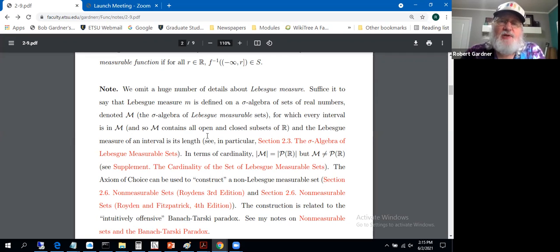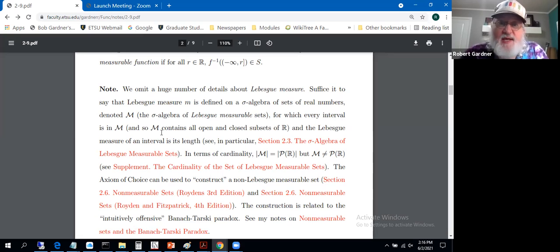That means M contains all open sets and all closed sets, because you know what an open set of real numbers looks like. It's a countable disjoint union of open intervals. Big result from senior level analysis, an ability to classify open sets in terms of open intervals. One more time, an open set of real numbers is a countable disjoint union of open intervals. Well, if you believe that every interval is in calligraphy M, remember calligraphy M is closed under countable unions, then the countable union of, say, open intervals is also in M.